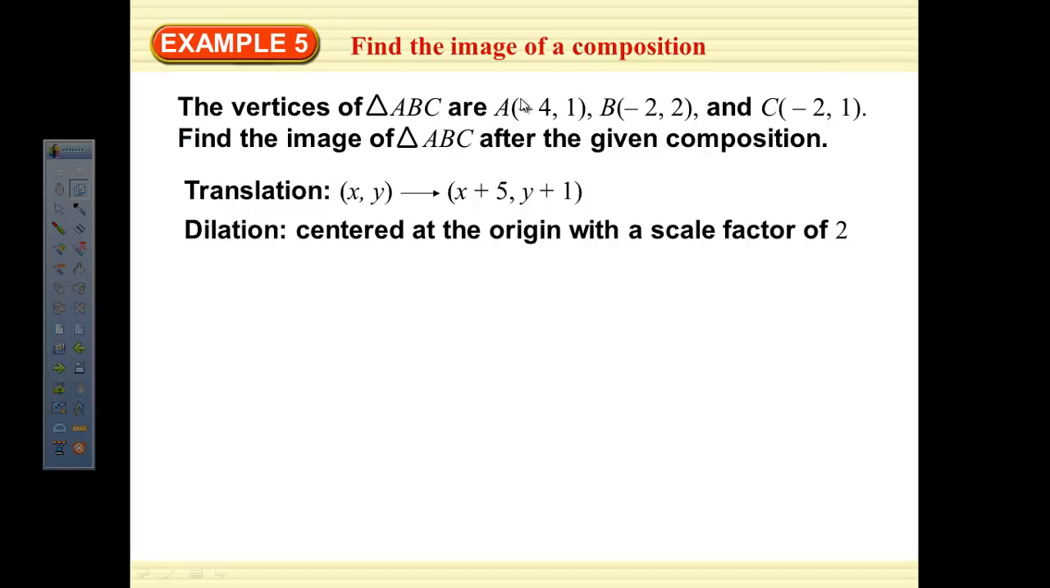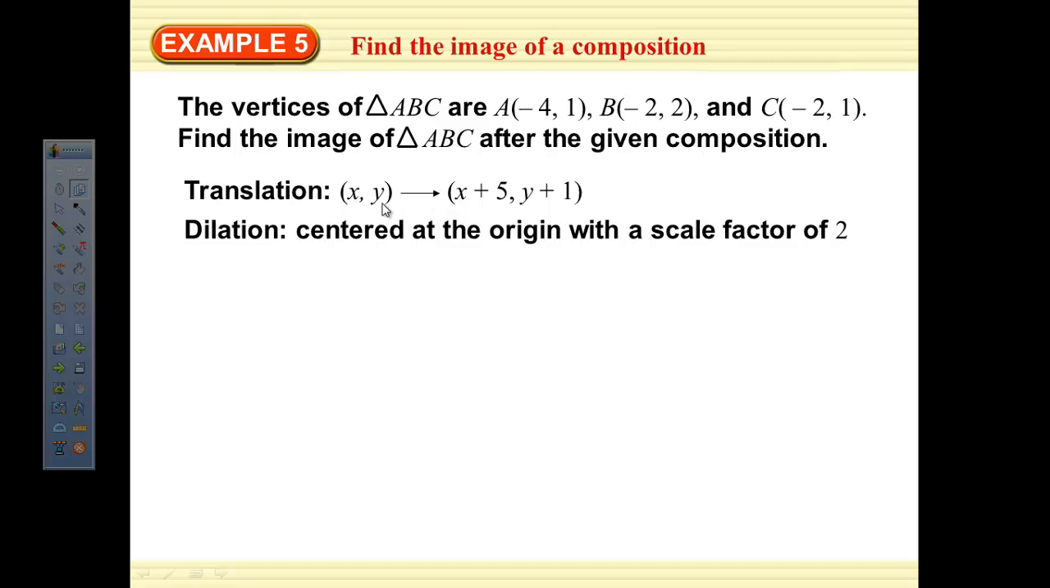For our last example for this chapter, we're going to look at what's known as a composition of transformations. So we're going to do two things at the same time. And I'm just going to describe it rather than draw it all out. But the original points are here, so you're going to want to plot that.